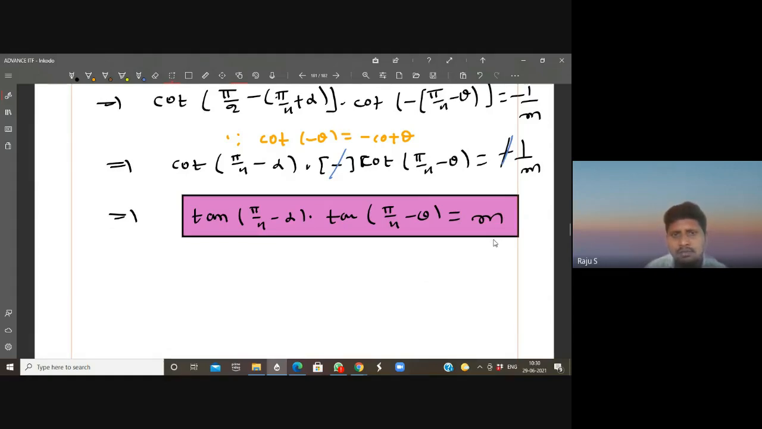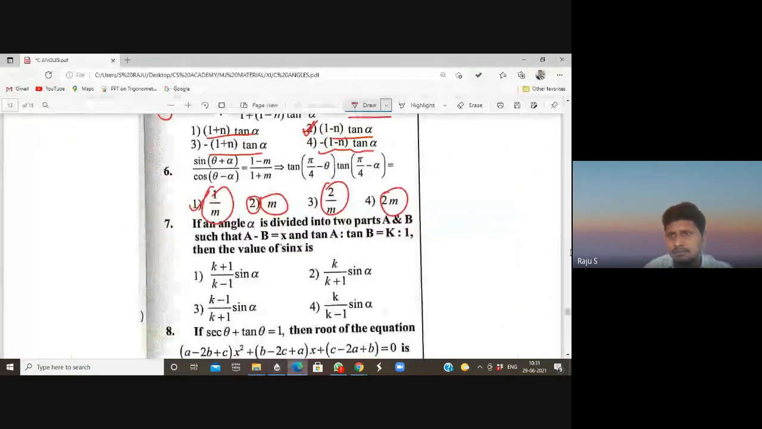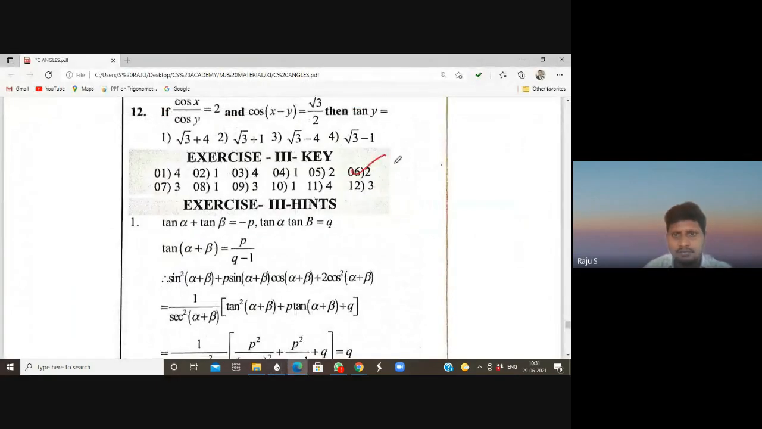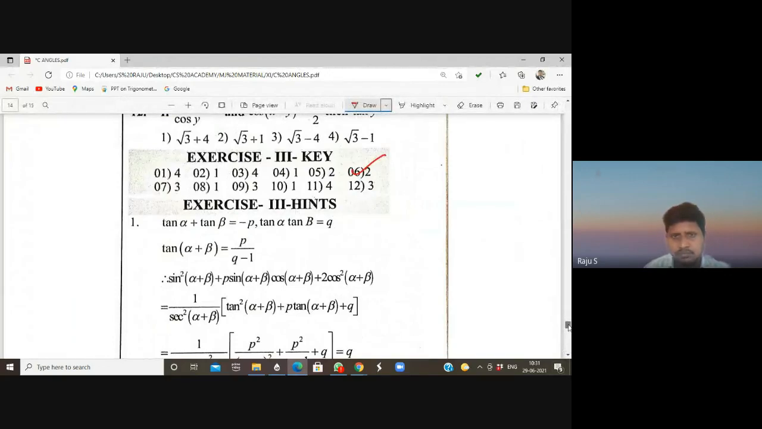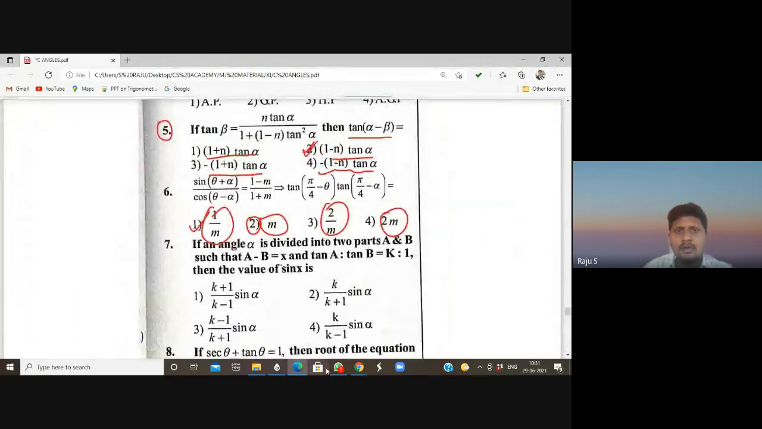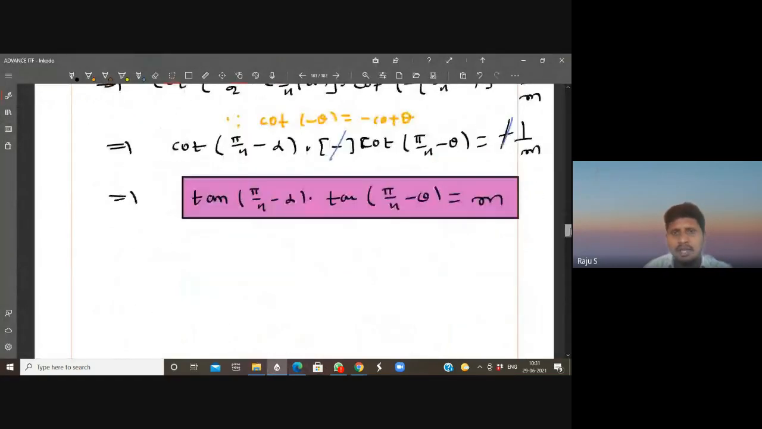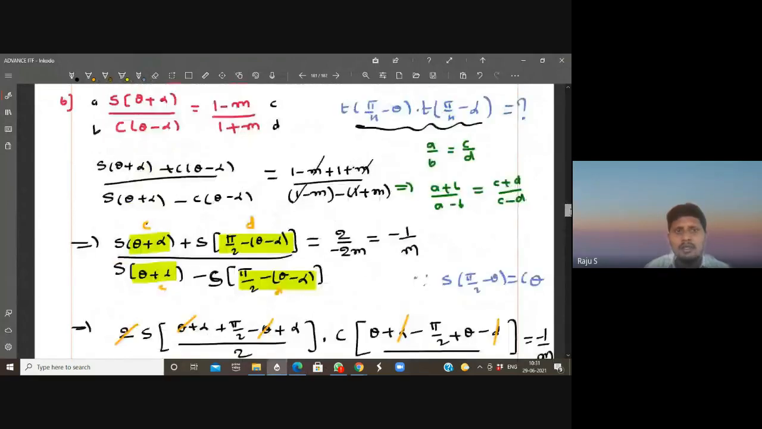What about the answer? The answer we got is at m, second option. Right, second option. You have to do it very carefully. I applied componendo dividendo, then after that there will be tan terms. So I changed this cos of theta minus alpha, and I have written it as sin of 90 minus theta minus alpha.